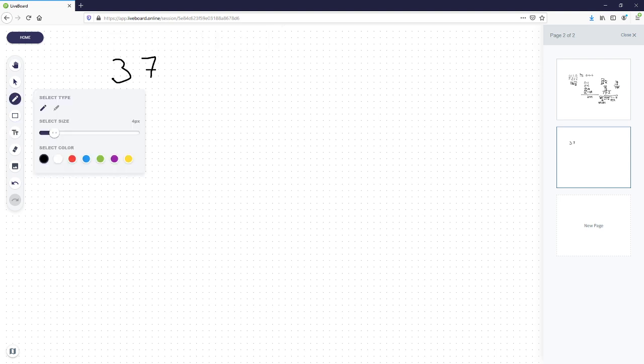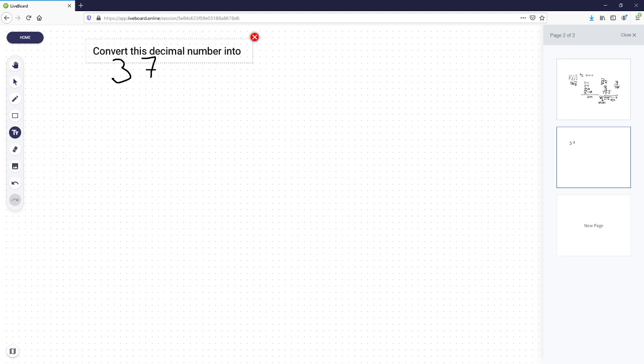So, whoops, why did it not display? Convert this decimal into binary. There we go.